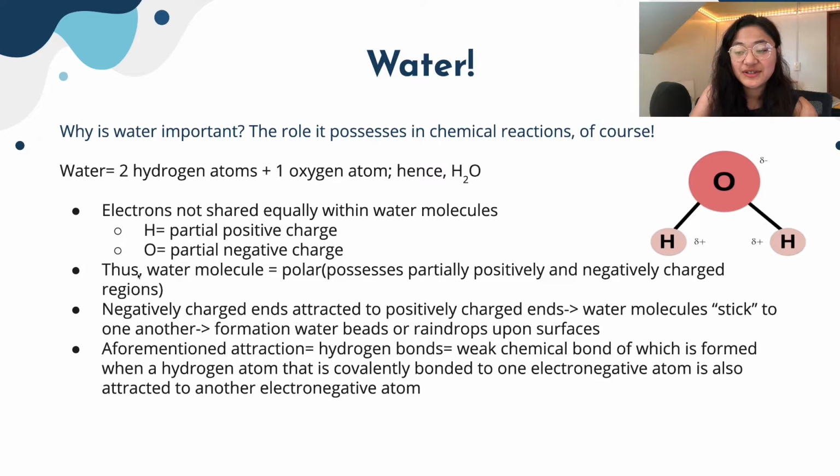The aforementioned attraction is referred to as hydrogen bonds, which are weak chemical bonds that form when a hydrogen atom that is covalently bonded to one electronegative atom is also attracted to another electronegative atom. That's a very convoluted sentence or definition, but basically it's just a hydrogen attached to something that makes it positive or charged, which is then attracted to some other molecule or atom that is charged.